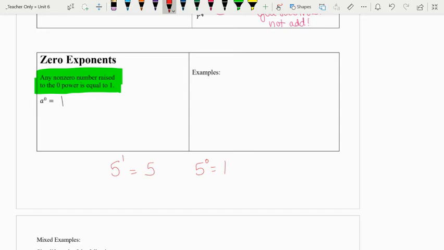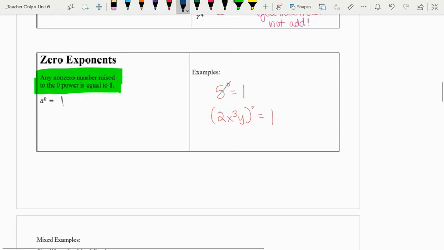So that's part of our examples. If we had something like 2x to the 3rd y to the 0 power, that would be 1, because everything's being raised to the 0 power. Anything with a 0, I just cross it off because it's like multiplying by 1, which means it goes away.